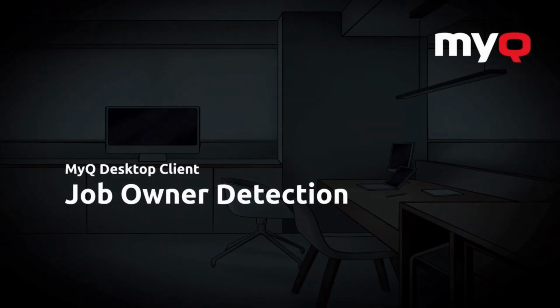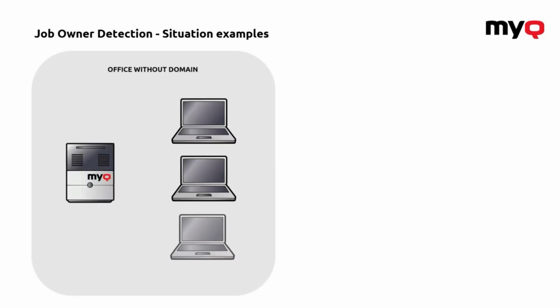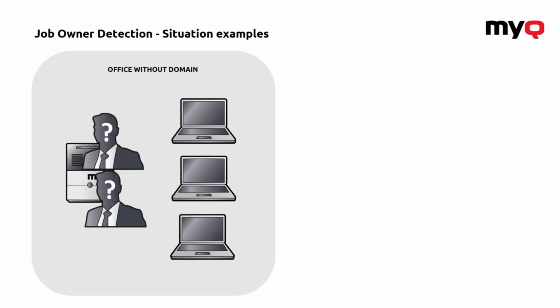Right, another one, job owner detection. The very same way as we were detecting the servers, we can also detect the owner of the print job. And again, I will start with some example situations. First, the most obvious one could be an office without a domain where we cannot really detect who the user is. So when the job reaches the server, it will not be able to detect who the owner is. And that's where the application comes in and helps, because the user will authenticate on the app and the server now knows who you are.